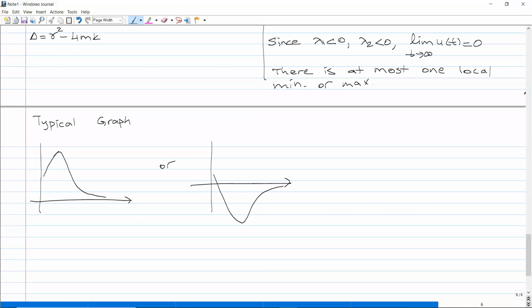So there is no up and down motion. The system is overdamped, so there's no up and down motion. The initial motion may be in one direction. It reaches the maximum or minimum in that direction, and then it will start moving in the opposite direction and approach the equilibrium. Never pass the equilibrium again, when the system is overdamped.